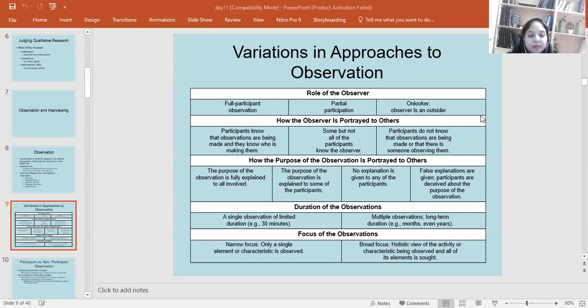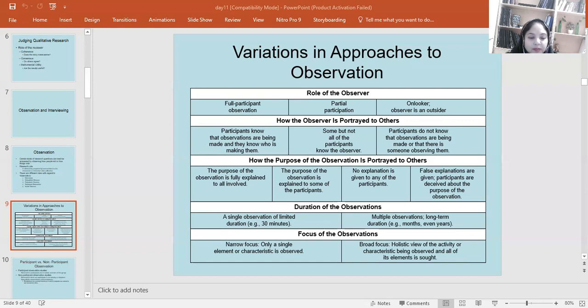If the purpose of observation is fully explained to all the participants, who are being involved for a certain period of time, and this is the observation checklist, and on these criteria you are being observed, and this is the time. So if the objective of the observation and the process of observation are properly and fully explained to the participants, that is full participant observation.